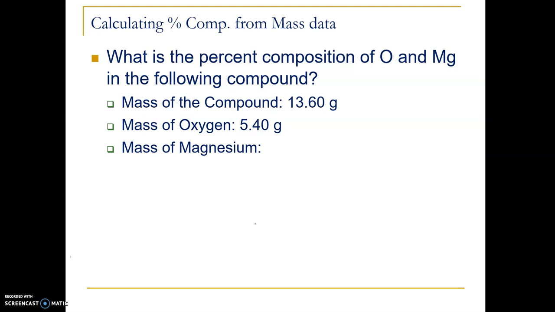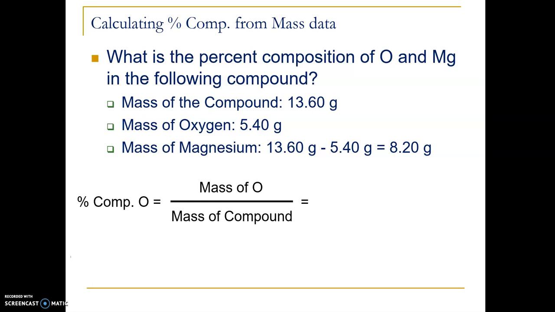Based on the law of conservation of mass, all of the mass that makes up the compound has to come from its elements. So since the mass of the oxygen is 5.40 grams, we can subtract that from the total mass of the compound to calculate the mass of the magnesium as 8.20 grams. Now that we have all of the pieces of data that we need, we can start plugging into our formulas.